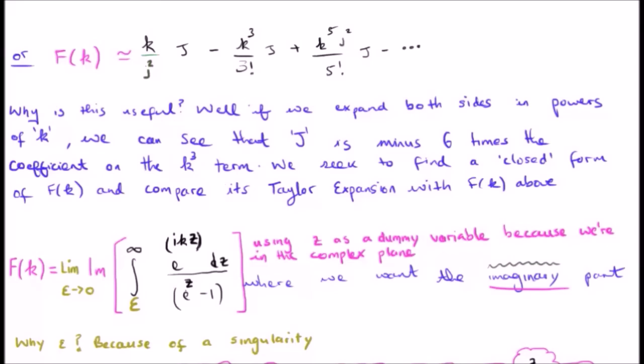So on the bottom of your screen, we're going to consider capital F of k. Now ignore this limit for the moment here. It's going to be the integral from, let's say, 0 to infinity of e to the ikz dz over e to the z minus 1. Now you might be asking yourself, well, hold up a second, why are we making another change of variables? Well, the reason is this. We're going to be using complex numbers. We're going to be working in the complex plane, and it's customary for us to use the placeholder z.